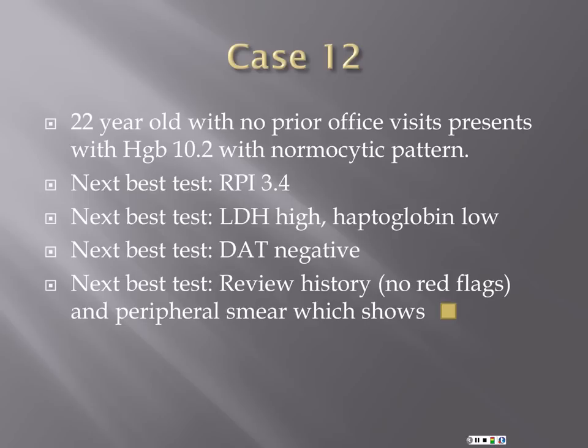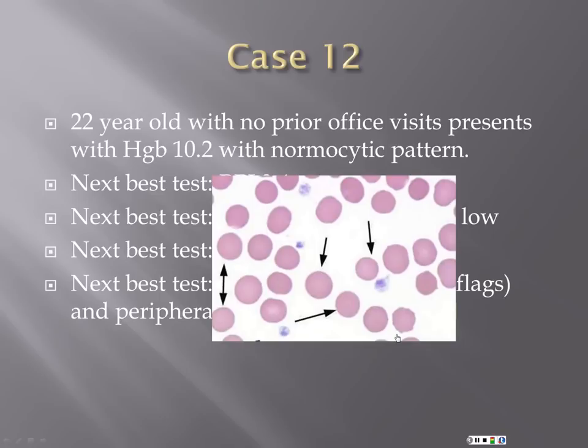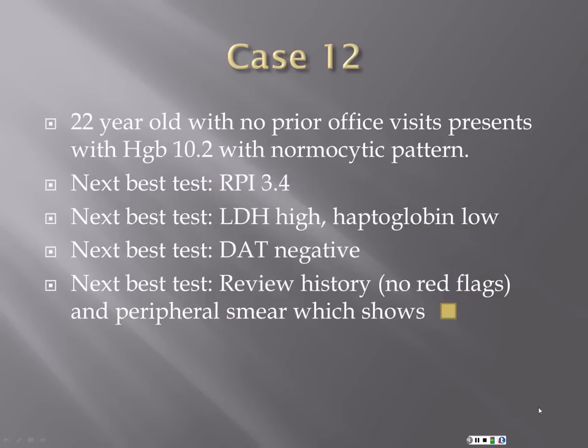The history has no red flags. Remember, we look at our obvious causes first, and then look at our smear for those findings. But there's no red flags here. We look at his case, and what is this a picture of? Yeah, see how there's no central pallor. So this patient, he's younger, he's 20, he's never seen anyone before. He has spherocytosis. I think that's the only clinical scenario where you would probably pick that up.